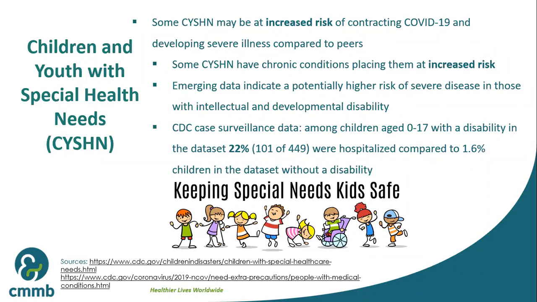According to CDC case surveillance data, 22% of children 0 to 17 with disability were hospitalized, compared to 1.6% of children without disability, which is a lot when we compare those two populations. It's like 20 times more hospitalization among those children. So we need to pay special attention to those children, even for COVID-19, because they are at higher risk because of the caregivers.